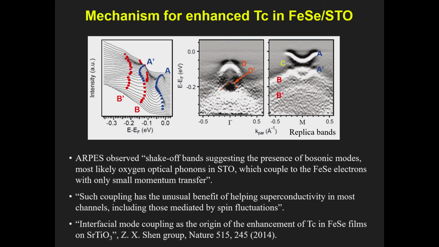And they think such coupling has an unusual benefit of helping superconductivity in most channels, including that mediated by spin fluctuations. So if I understand correctly, the spin fluctuation in iron selenide will give you an intrinsic TC around 40 Kelvin. Then from 40 Kelvin to 65 Kelvin, that's an enhancement due to the electron-phonon coupling at the interface. So this is what we call the interface-induced or interface-enhanced high TC superconductivity in this system.